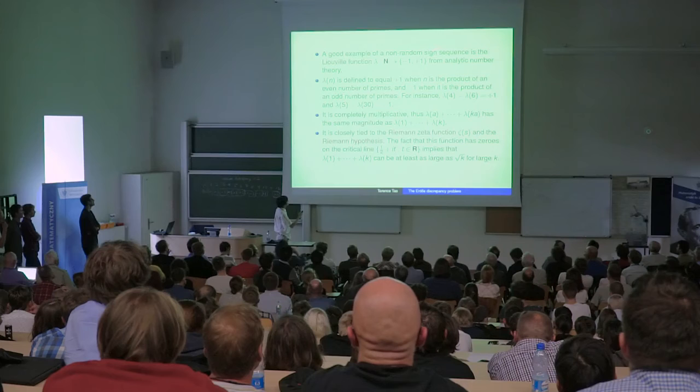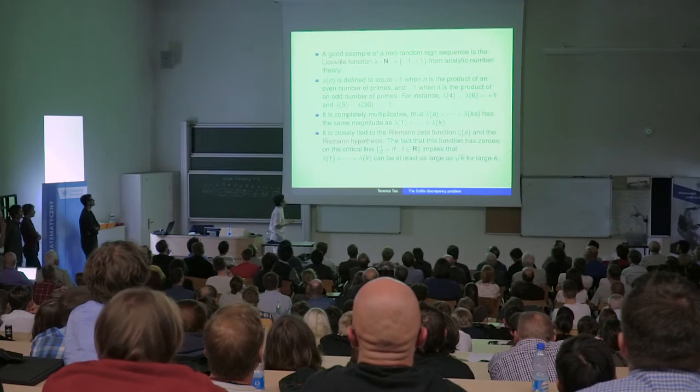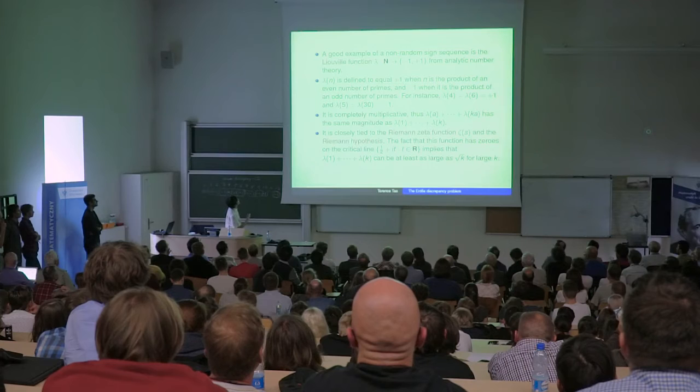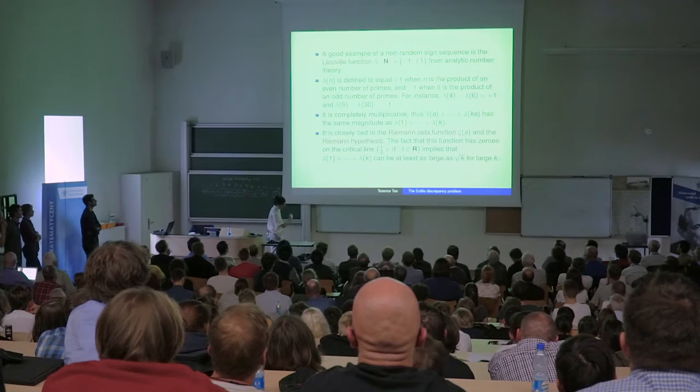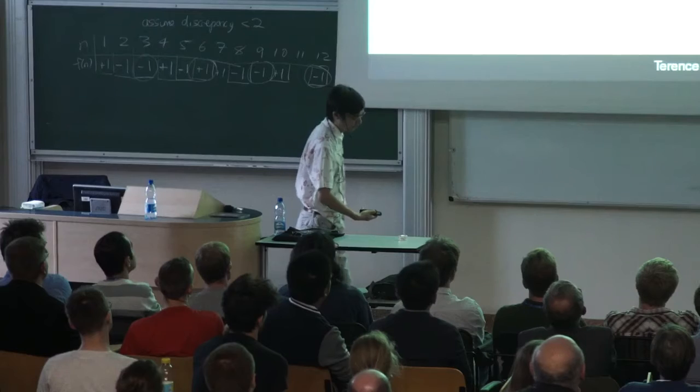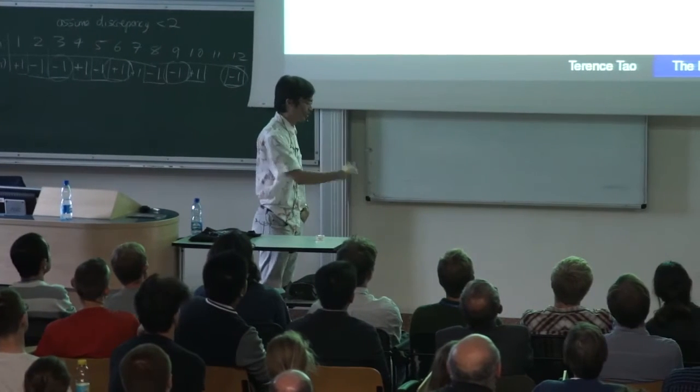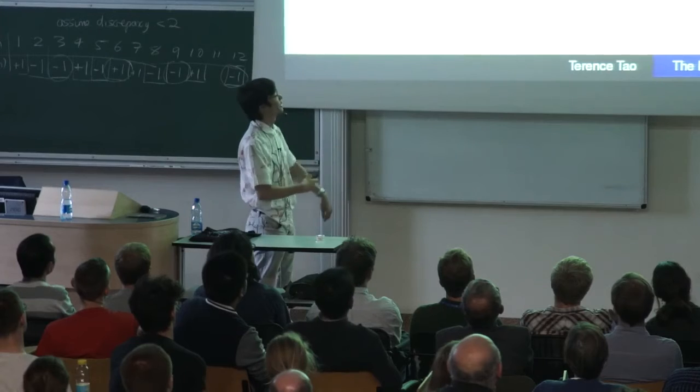So the Liouville function is a sign pattern. It gives you plus 1 and minus 1, and it's defined using prime numbers, which are my favorite mathematical object. The way you define it is that lambda of a number n is plus 1 if n is the product of an even number of primes, and minus 1 if it's a product of an odd number of primes. So it measures how many primes there are in your number.